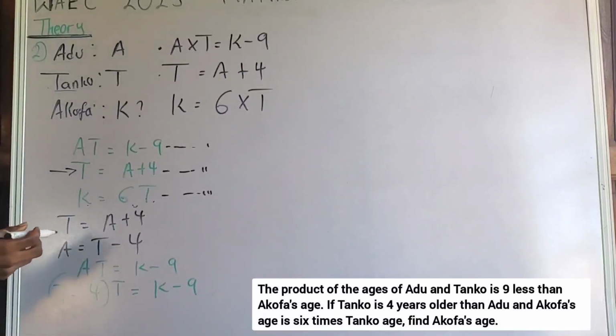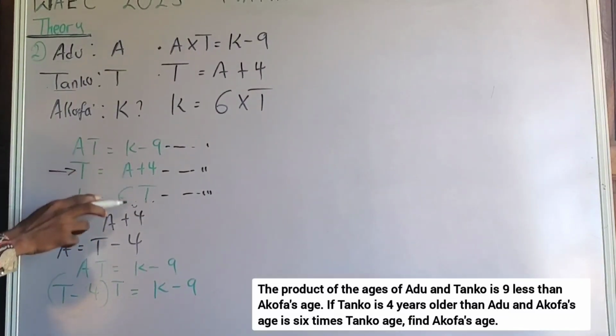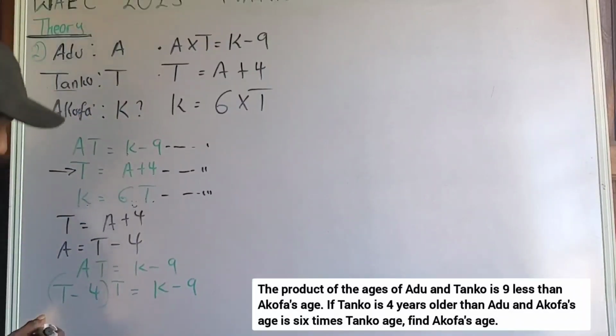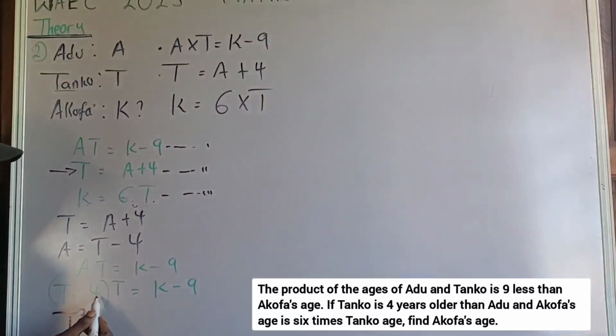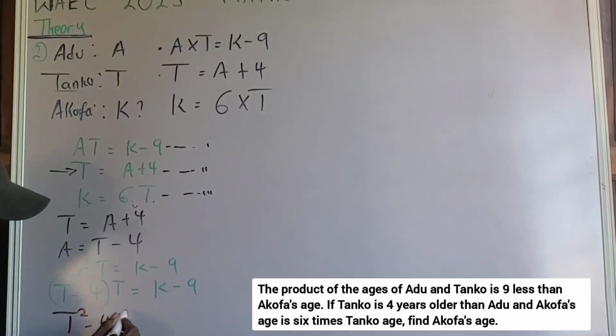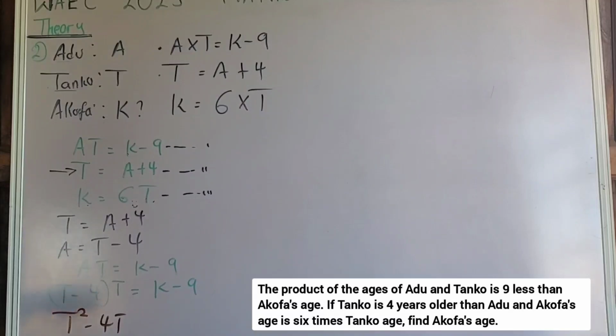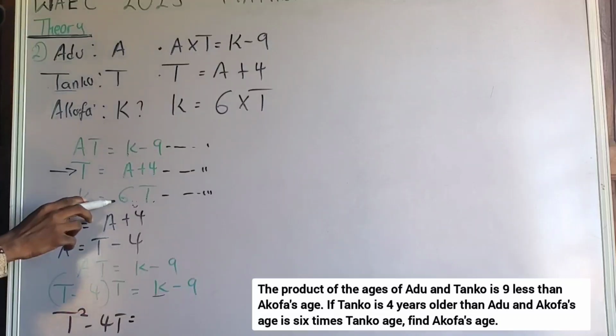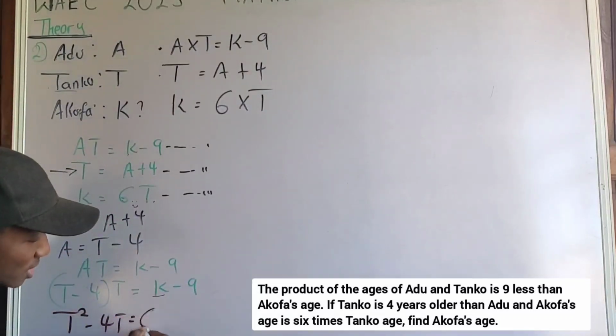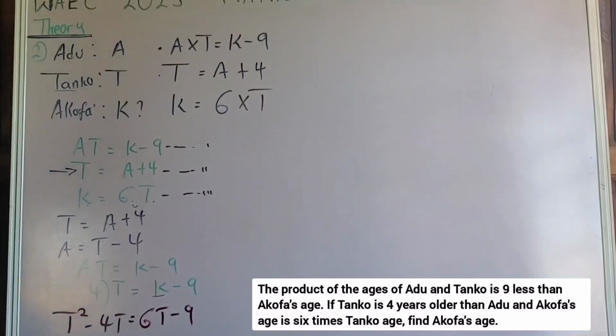So I'm going to substitute the value of K as 6T into equation 1. So equation 1 becomes, okay, let's open the bracket. T times T is what? T squared. T times negative 4, that is negative 4T, okay? Equals K. Now, instead of K here, I'm going to replace it with 6T, okay? So I'm going to have equals 6T minus 9. Now, having gotten to this point, we only have a single variable, and that is T. So we can solve for the value of T. If you know the value of T, we can easily get the value of Akofa's age. Are you getting what I'm trying to say?